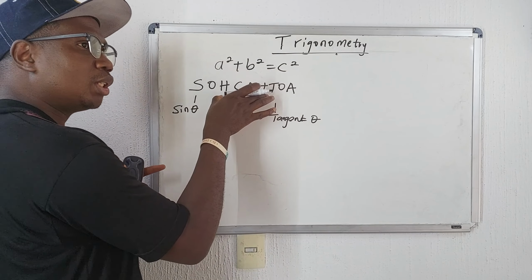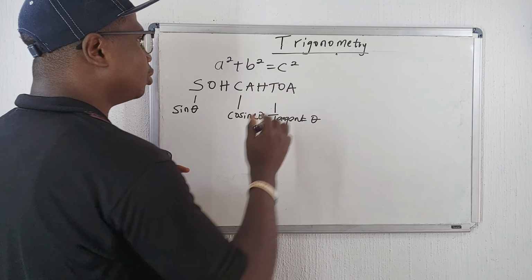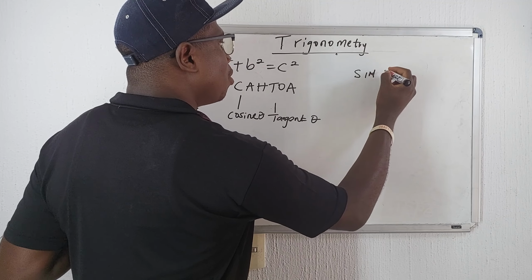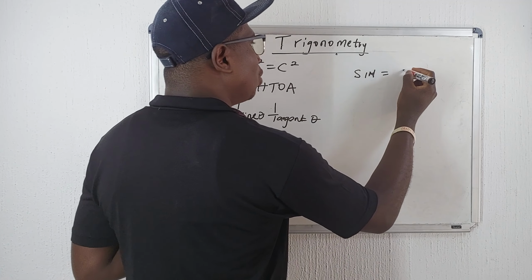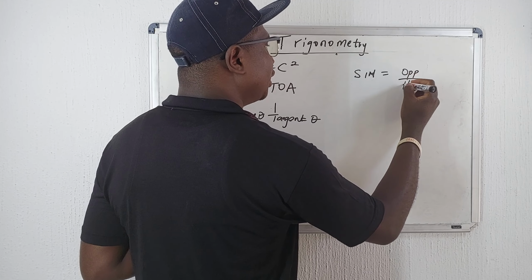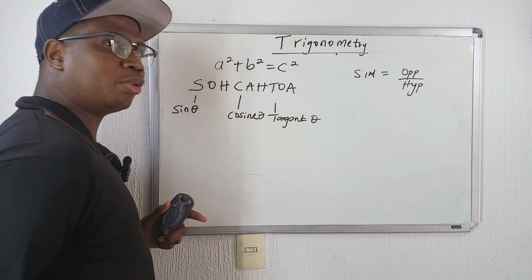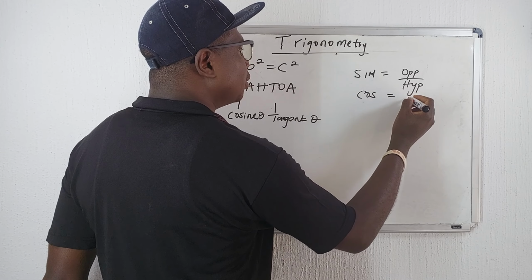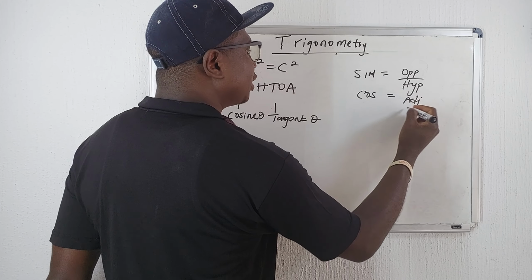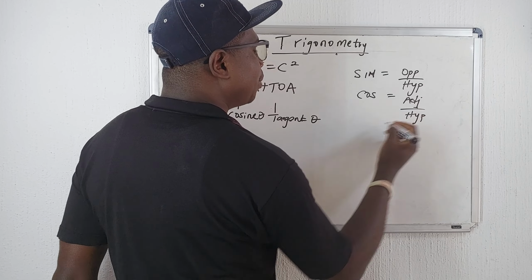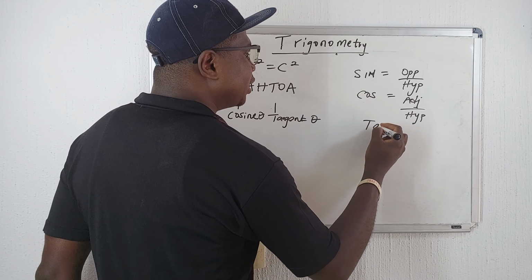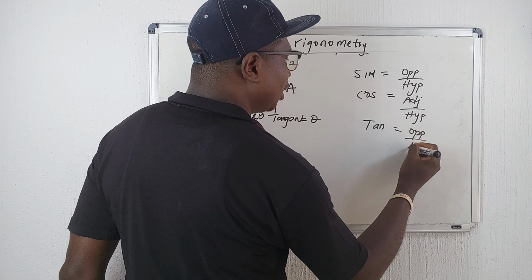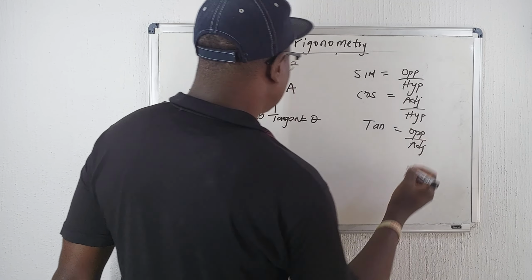Now, this acronym simply means that for the sine of an angle, it must be what? Opposite side over the hypotenuse. I'm going to explain what we mean by the opposite side now. Then, the cosine of an angle is the adjacent side of the triangle over the hypotenuse. While the tangent, in short form tan, is the opposite side of an angle over the adjacent.